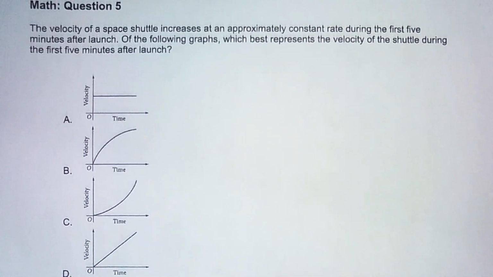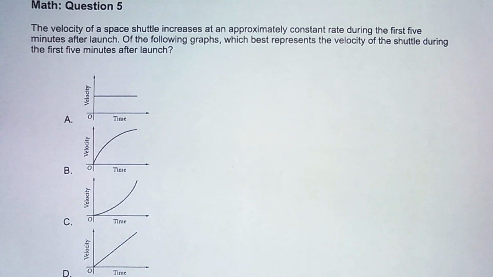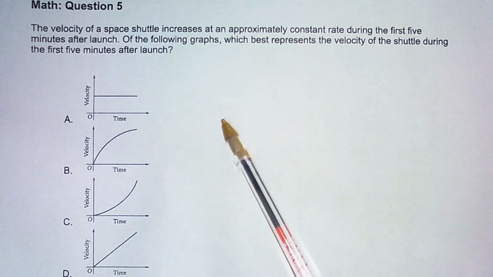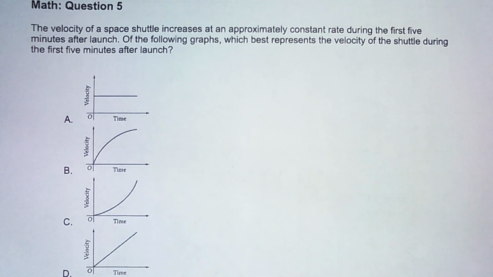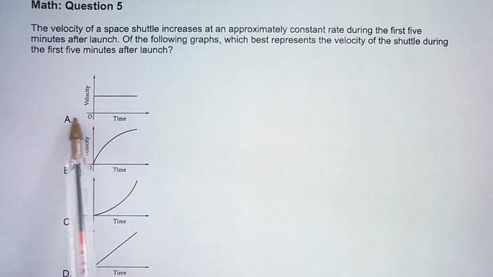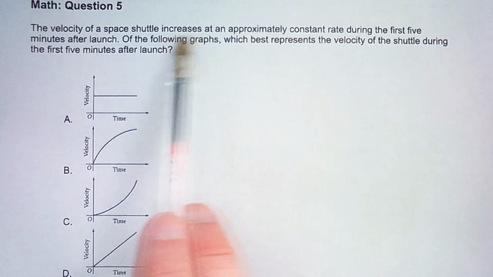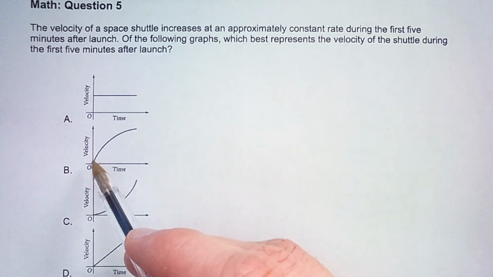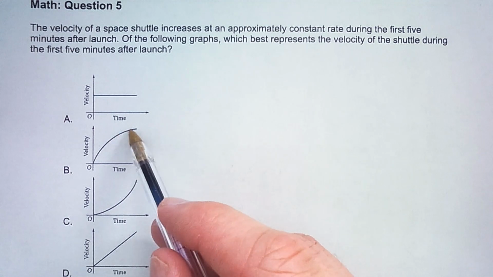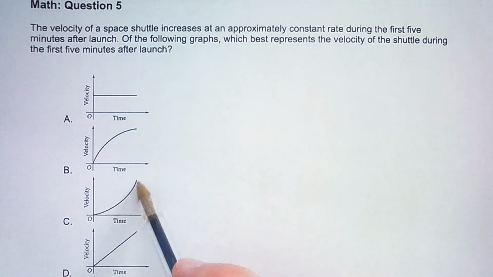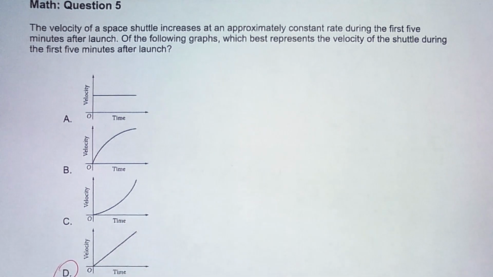Number 5, the velocity of a space shuttle increases at an approximately constant rate during the first 5 minutes after launch. Of the following graphs, which best represents the velocity during the first 5 minutes after launch? So it is increasing at a constant rate. A is constant, but it's not increasing at a constant rate. Okay, it needs to increase at a constant rate. B seems to be increasing quickly and then slowing down. C, increasing slowly, then speeding up. D, increasing at a constant rate. It is linear and it is increasing. Option D is correct.